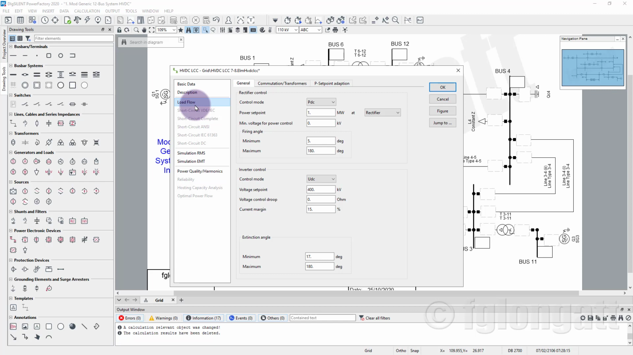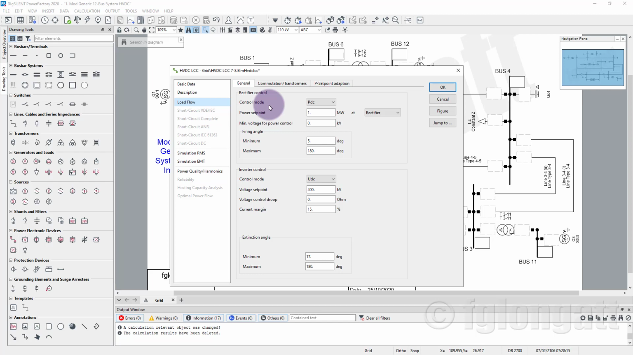And HVDC links are very different. They are more complex than the classical AC system. We need to define conditions for the rectifier station and for the inverter station. For the rectifier controller, we need to define the control mode. And as you can see over there, there is a control mode that is right now saying PDC.